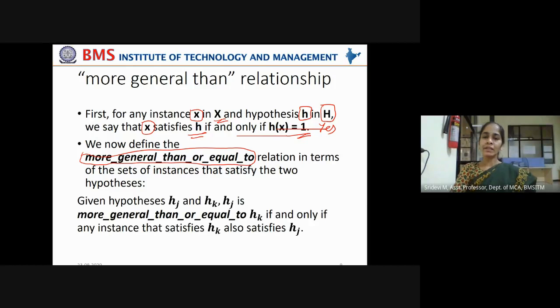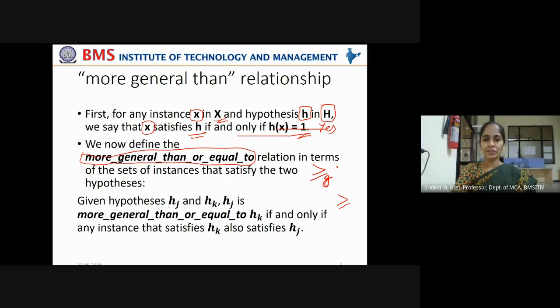We now define the more-general-than-or-equal-to relation. This is very important. It is indicated by the greater than or equal to symbol with a suffix G. How do you normally call this symbol? Greater than or equal to, right? But in this case, we call it more general than or equal to by putting a suffix G here. Now we define the more-general-than-or-equal-to relation in terms of the sets of instances that satisfy the two hypotheses.